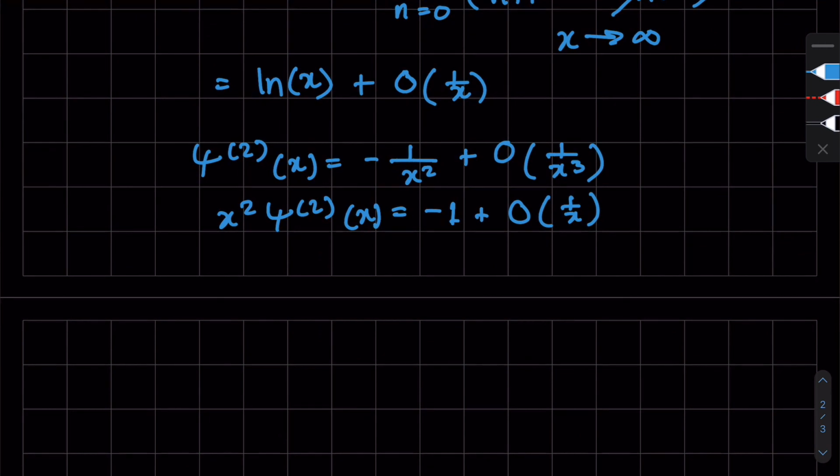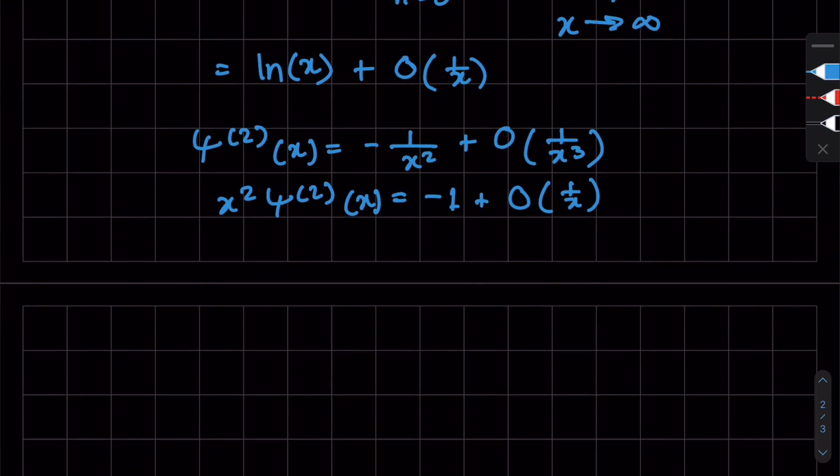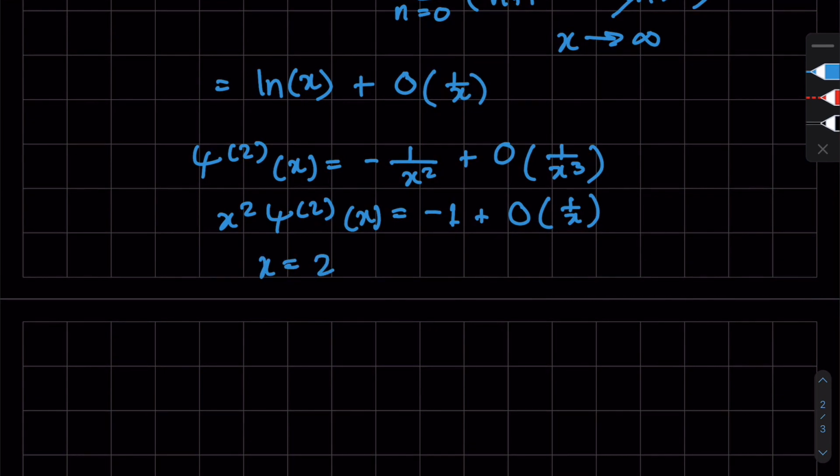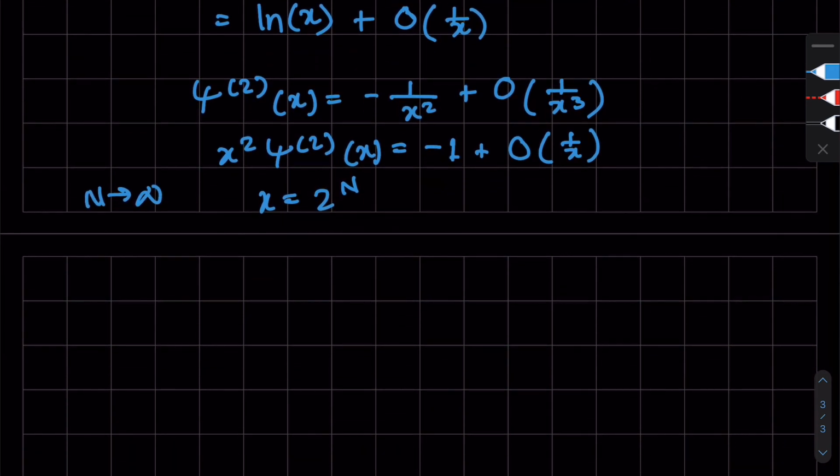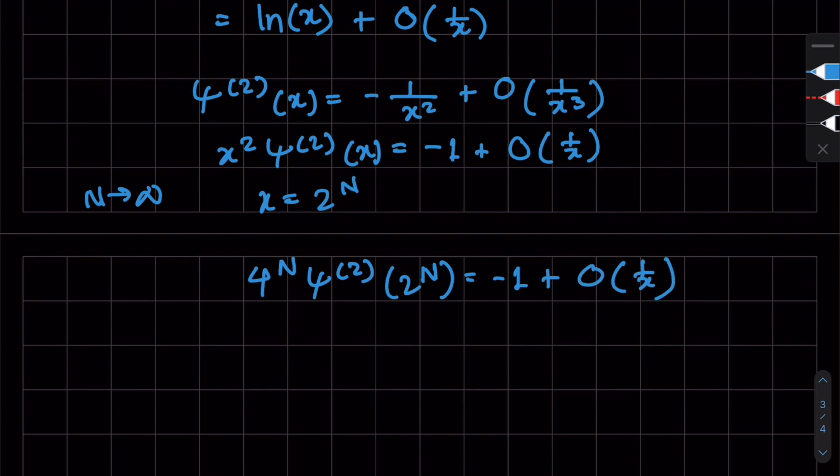Okay, that's fair. How does it help? Because we can plug in what we think x is. So x is 2 to the n. And since n is going to infinity, x is also going to infinity. So that assumption is satisfied. So 4 to the n times the polygamma of order 2 of 2 to the n is going to be minus 1 plus this contribution. But since n goes to infinity and x will also go to infinity way faster, this can be ignored. So we just have the limit.